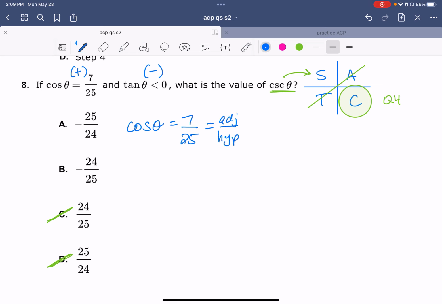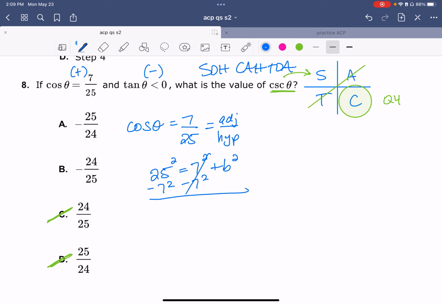Okay? When they give you cosine, they're also telling you the adjacent leg and the hypotenuse, because remember SOHCAHTOA, cosine is adjacent over hypotenuse. If you do the Pythagorean theorem to get the opposite leg, and you subtract 7 squared, then you end up with b equals 24, which would be the opposite leg.